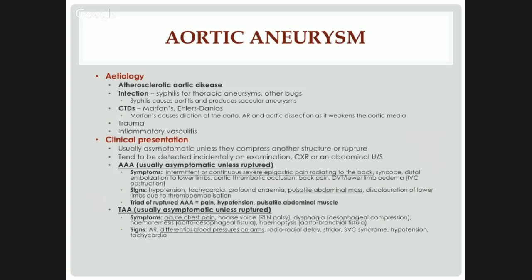So there's a buzzword triad of a AAA. You get the epigastric pain. They're hypotensive because, as you can imagine, they're bleeding out into their abdominal cavity. And they've also got a pulsatile abdominal mass, not muscle. So when you examine them, they'll have a pulsatile mass.